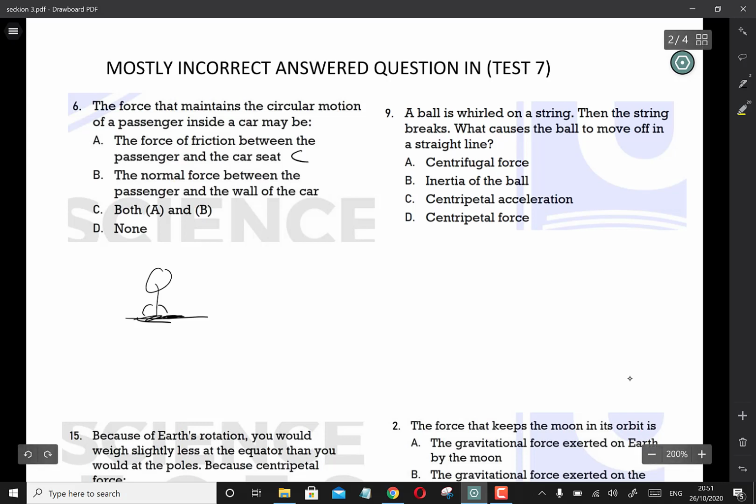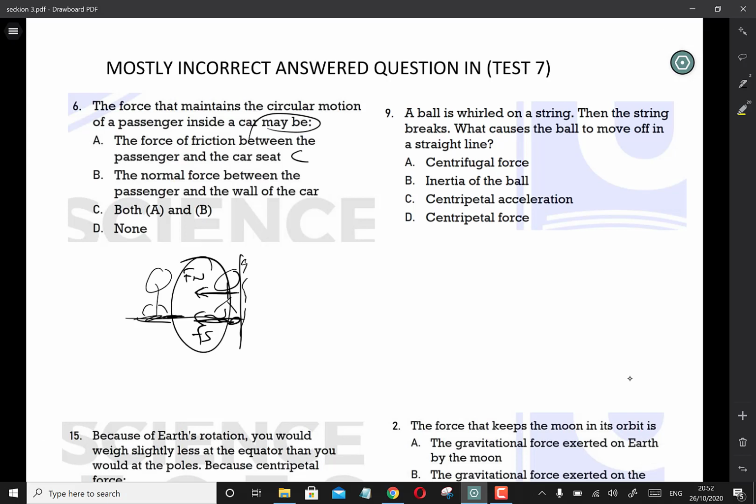This is correct. Sometimes a car can make a very sharp turn. That's why the passenger can slide towards the door. If the passenger slides towards the door, a normal force appears on the passenger from the wall. While the passenger applies a force on the wall, the wall applies an action-reaction force, which is the normal force. So there is the normal force, and then static friction force between the seat and the passenger. Both of them can be centripetal. This is also correct. That's why both A and B may be correct. That's why I say maybe, not certain.